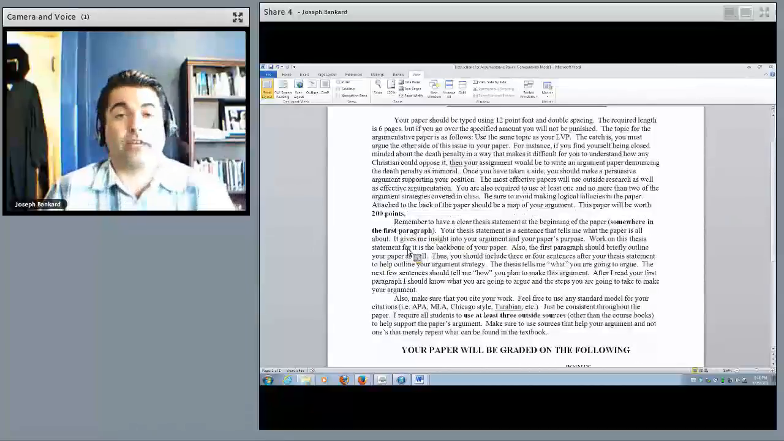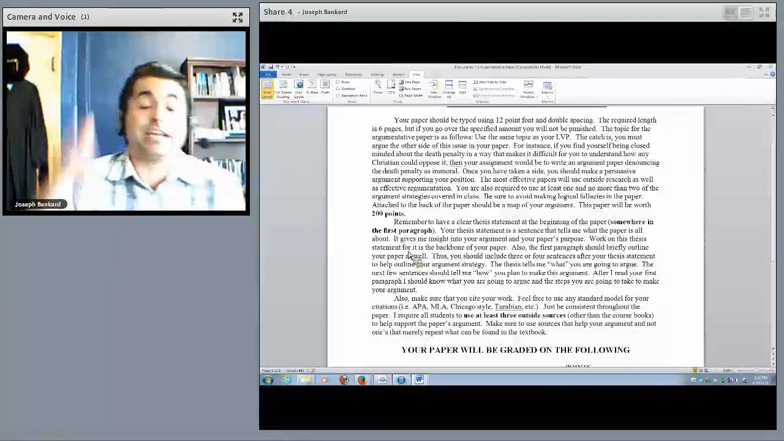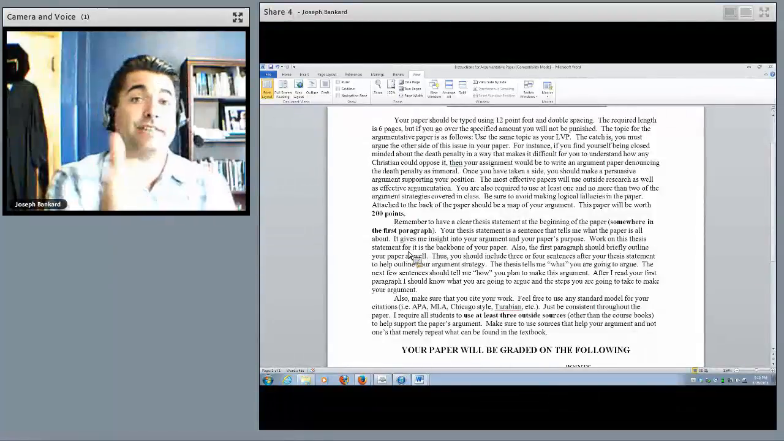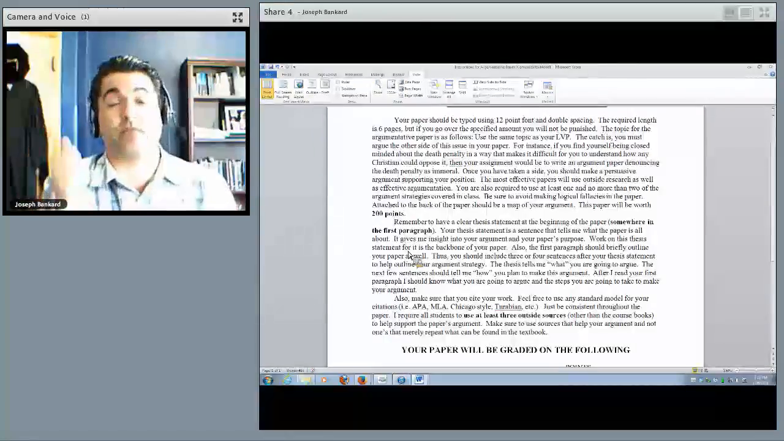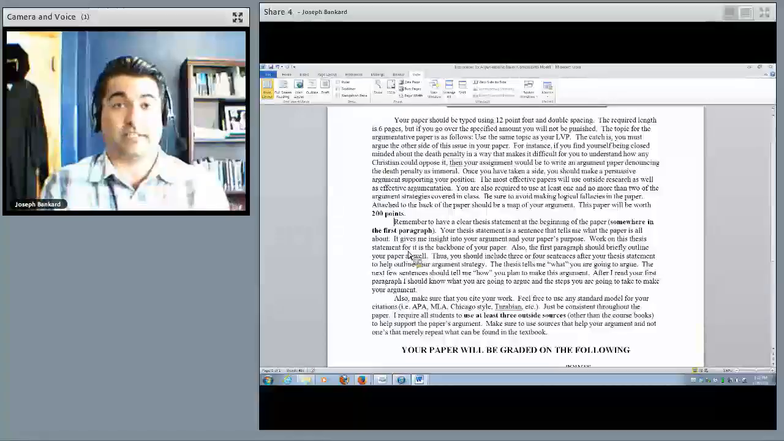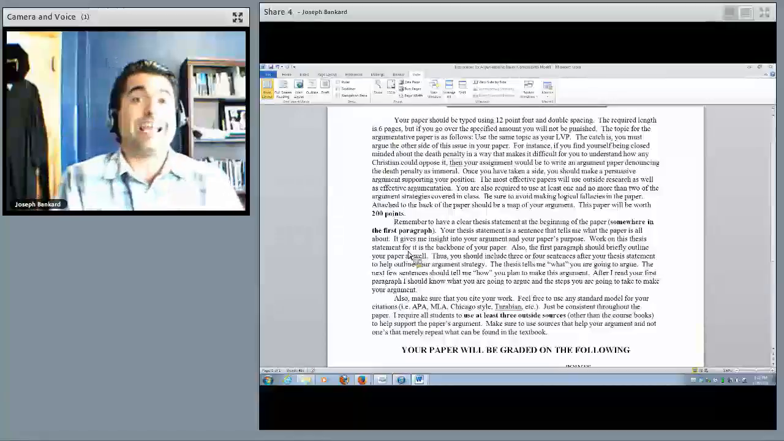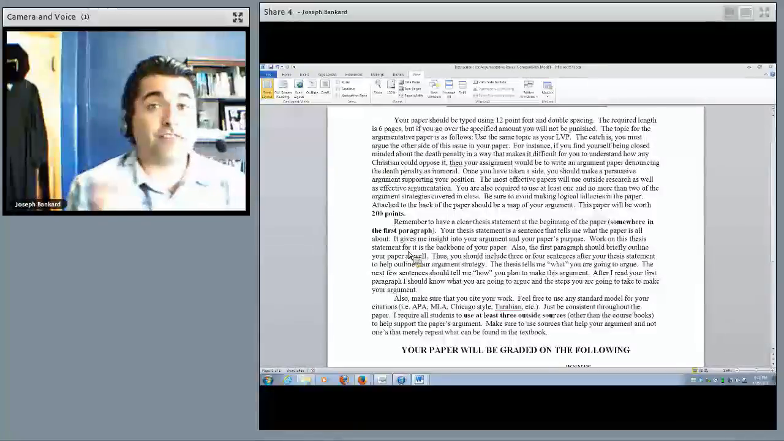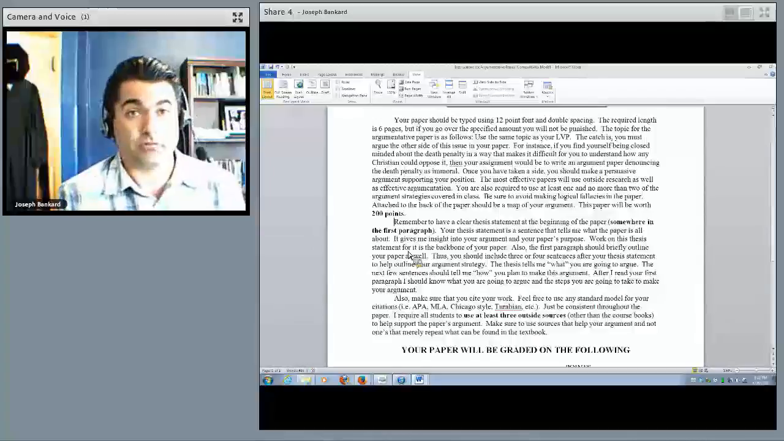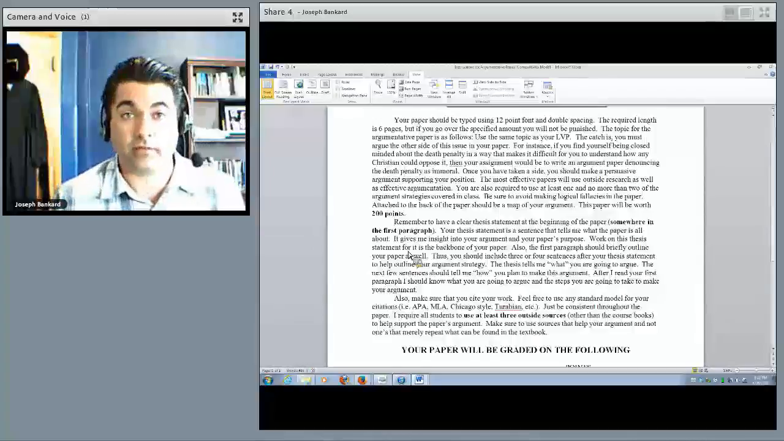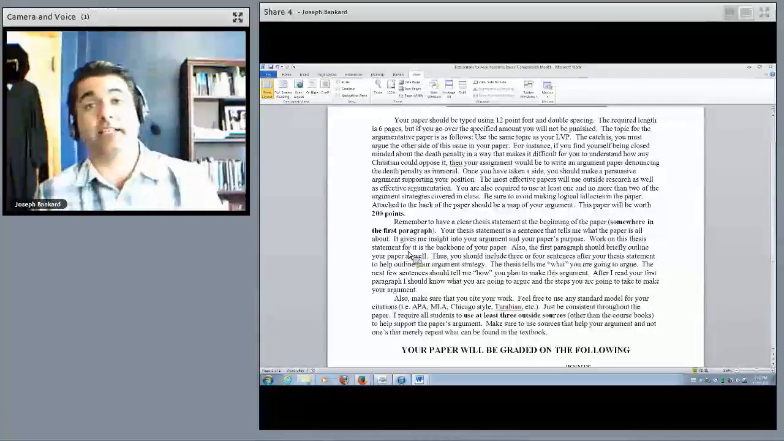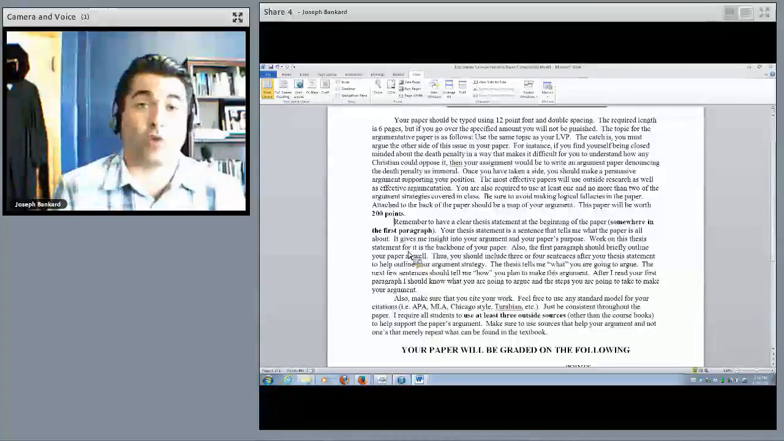Now, a few things. Remember to have a clear thesis statement in the first paragraph. The thesis statement is, in this paper, I intend to argue that the death penalty is immoral from a Christian perspective. Boom, clear thesis statement. The next 4, 5, 6 sentences of your intro should tell me how you plan to make the argument, right?